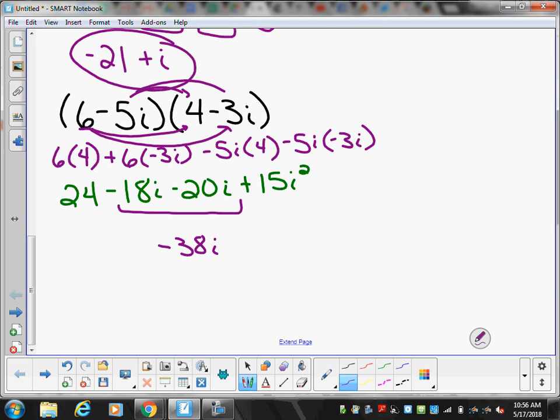For the middle two terms, negative 18 minus 20, you get negative 38. So it's negative 38i. And then for these last ones, this becomes 24 minus 15, because the i squared makes that a negative 15. So 24 minus 15 is 9.